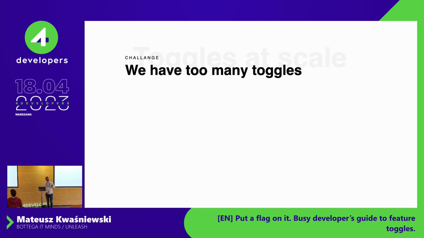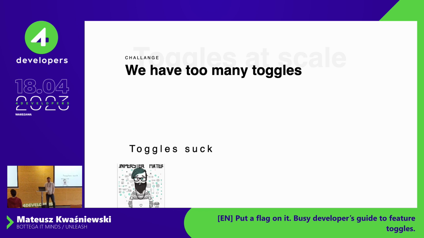Okay, let's talk about the last challenge of today. Because Conduit got 100 toggles in their system. And at this point, Charles is like, oh, toggles suck. We have too many of them. I'm going back to long-lived feature branches. I was right. Toggles suck.